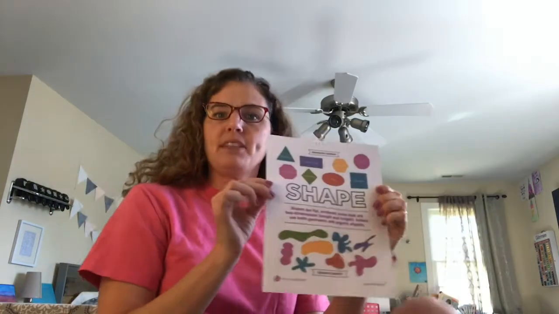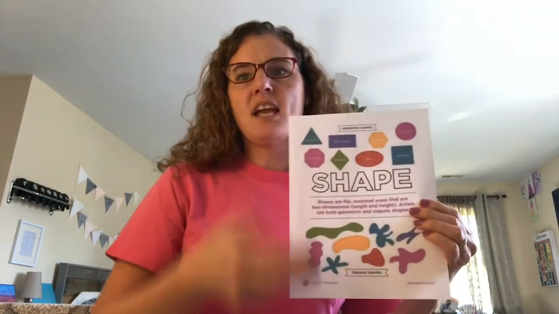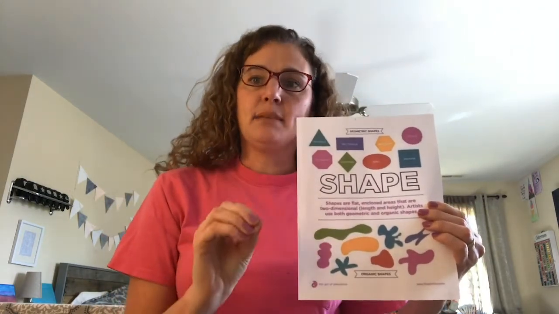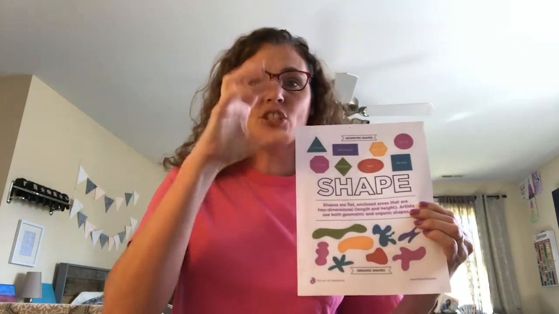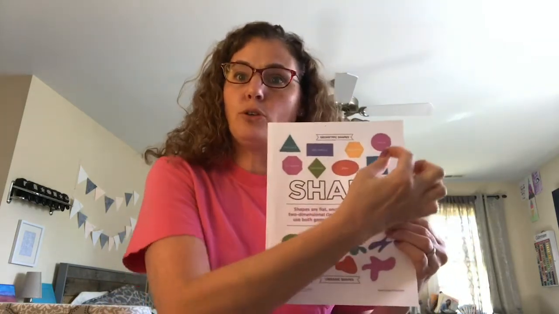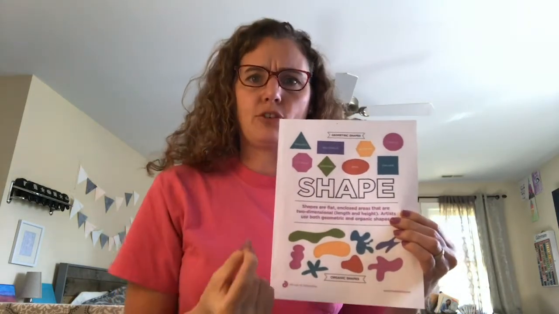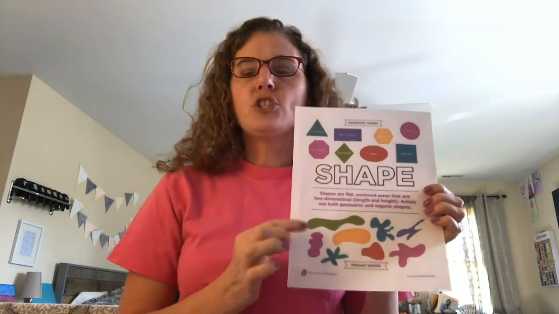So basically what that means is that shapes can be put into two categories. Geometric are shapes that have names, specific names. They never change their shape, but they might change size. You might have a small circle or a big circle. But a circle is always a circle. It has a name. Down here, these are geometric shapes.